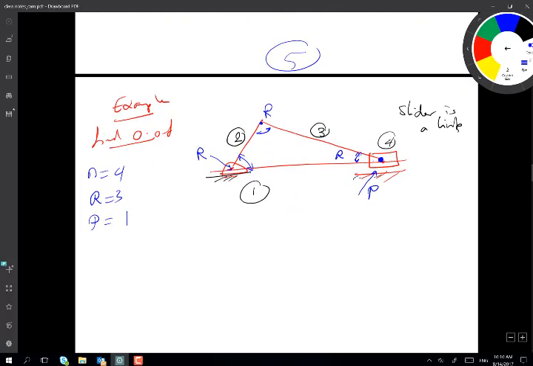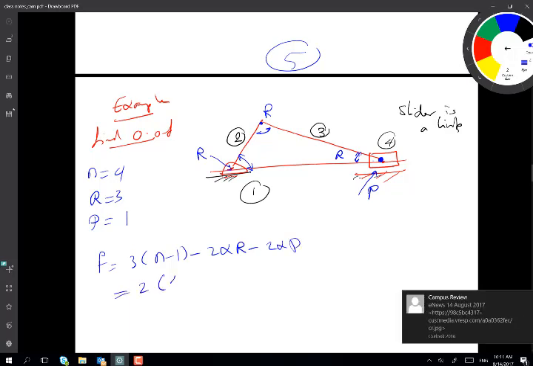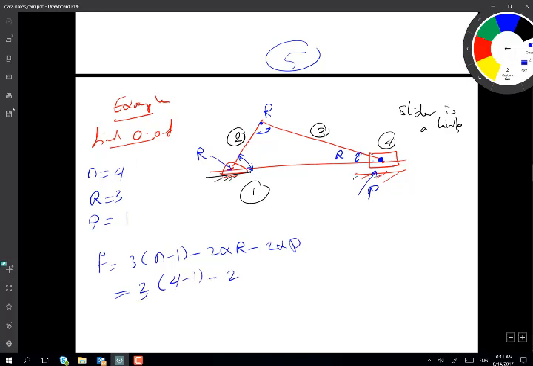When I apply my equation, F is 3 times (n minus 1) minus 2 times R minus 2 times P. I have n equal to 4, minus 1, which is 3, times 3, minus 2 times 3, minus 2 times 1. So that's 1. So it's a single degree of freedom. That's a single degree of freedom linkage as well. And you can prove it. So you need one motor to drive it.